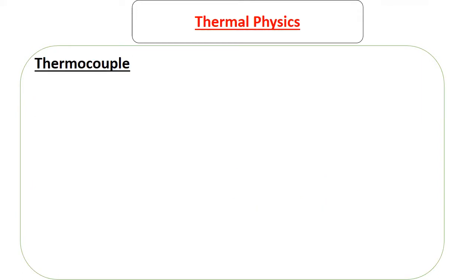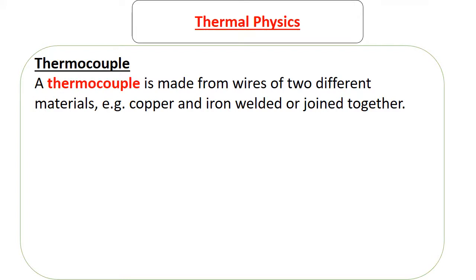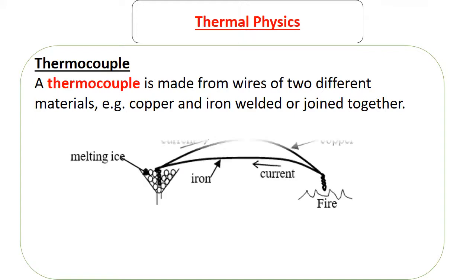Finally, we take a look at what is called a thermocouple, which is another type of thermometer. A thermocouple is made from wires of 2 different materials, e.g. copper and iron, welded or joined together. These wires are welded or joined together, then they are placed in 2 different temperatures. Then there is a natural observation, which is that when you do this, you're going to have electricity in those wires. So this is a thermocouple.